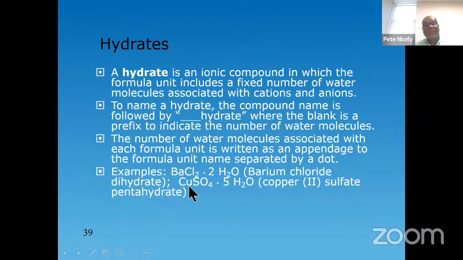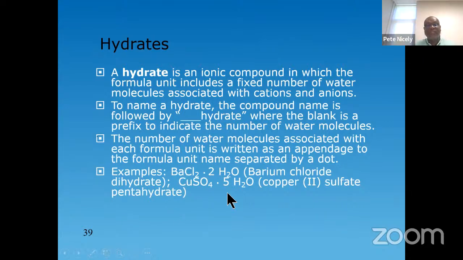And then the next example here is CuSO4.5H2O. So the name of this compound is copper 2 sulfate pentahydrate. Pentahydrate because there are 5 water molecules associated with a formula unit of copper 2 sulfate. So that's basically how we name these compounds.